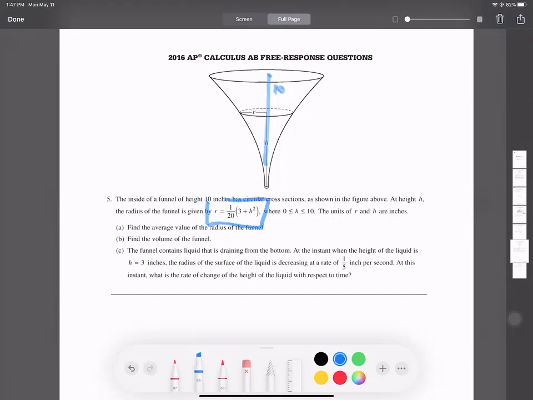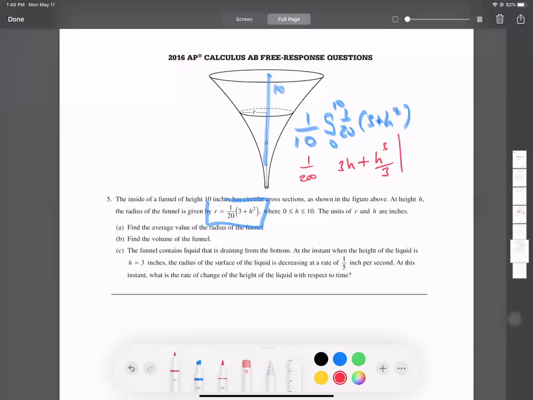So we're going to say the average is cumulative change, add up all the parts. I add up all the parts using the integral from 0 to 10. Then we divide that by 10. Since this is a plus sign there, we can take the integral of them separately. So I'm going to move the 120 out. That's 1 over 200. And then we're going to take the integral of 3, which is 3h plus h cubed over 3. Then we're going to plug in 0 to 10.